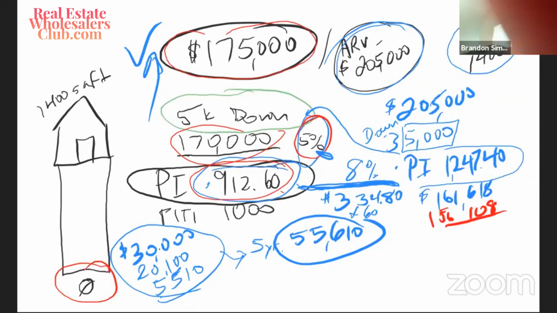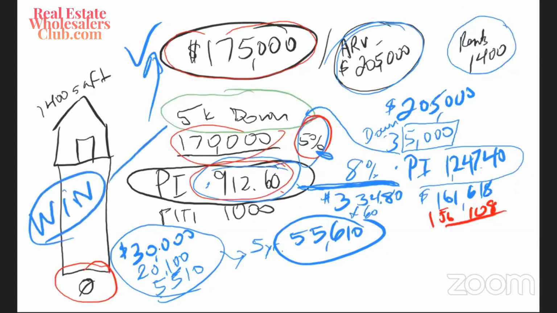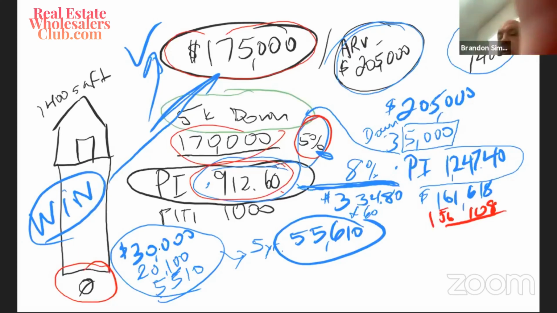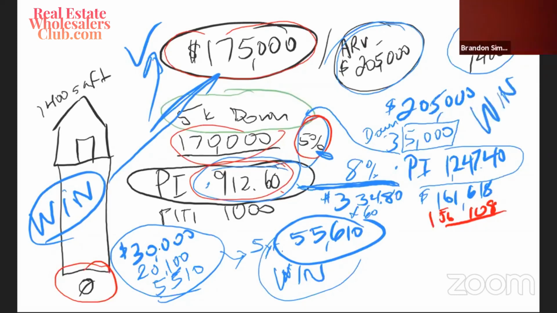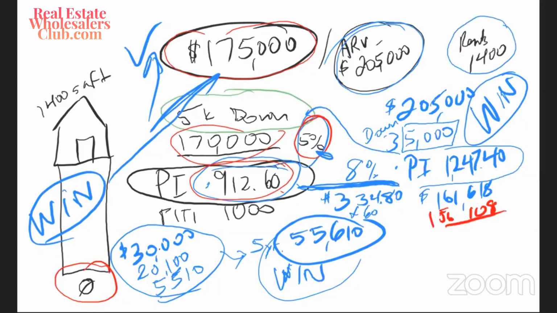So was this a win for the seller? Yeah, he got what he wanted, right? Was this a win for me? Yes, very much so. And was this a win for the end buyer? Did they get a house without a bank loan? True. Do they get all the tax write-offs for the interest since they're the homeowner now? That's win-win-win, baby. Oh yeah.